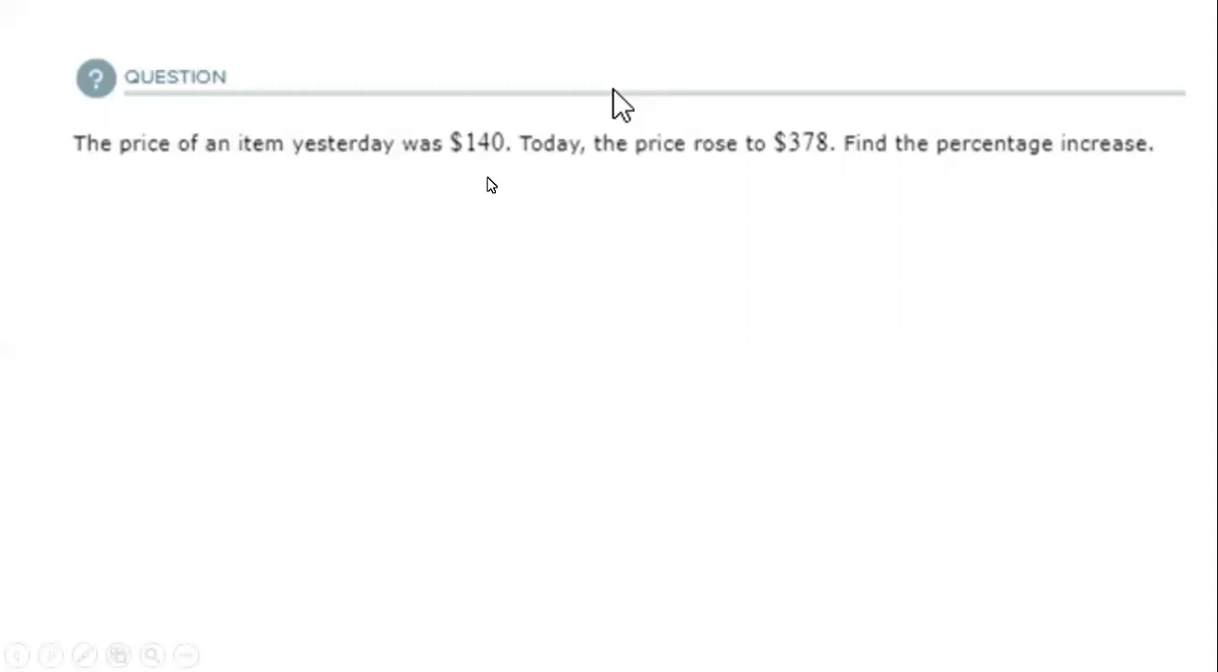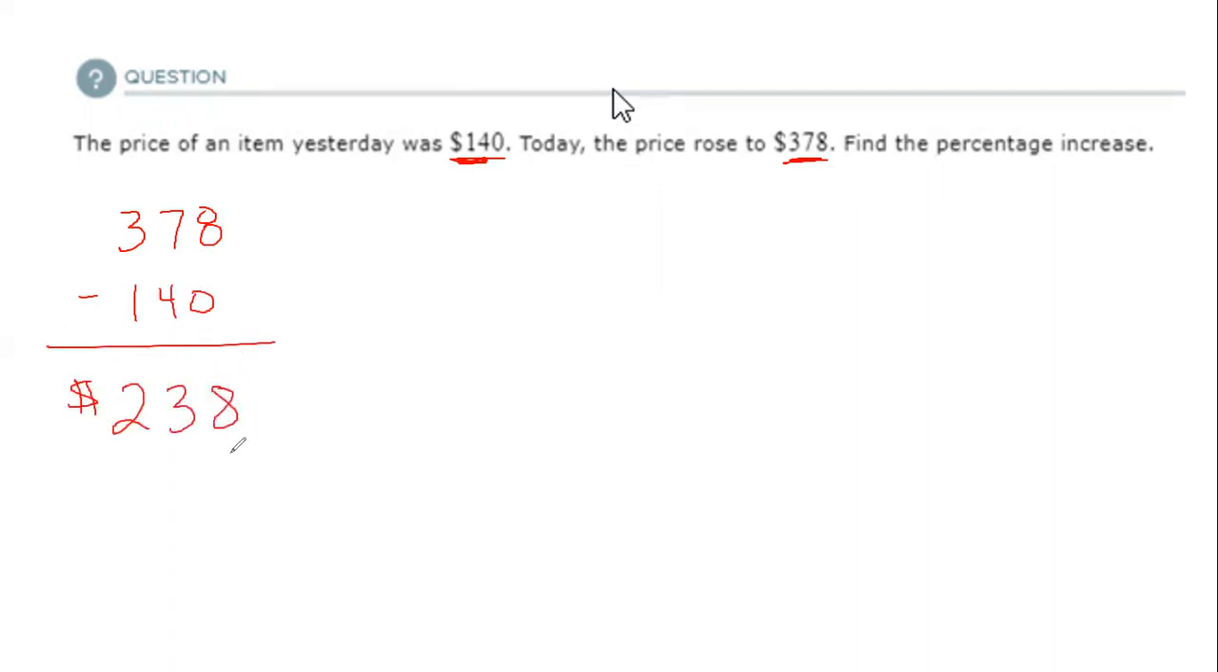Now, if I just asked you how much the price increased or decreased, not a percentage, just how much did it change, we would look at the question. The price of an item yesterday was 140. Today the price rose to 378. So if we ignore the word percentage right now, how much did it increase? We would take 378 minus 140 to see that the increase was $238. That is the number of dollars that it increased. The only thing we have to do now is figure out what percentage that is.